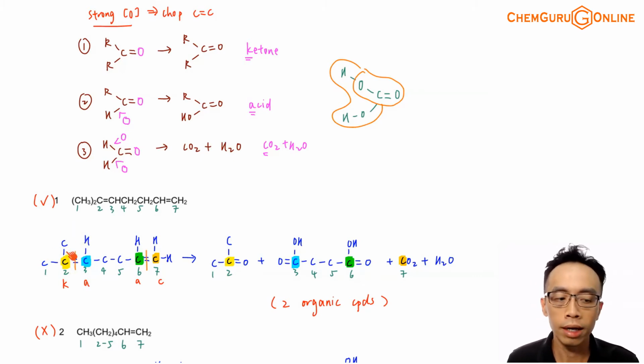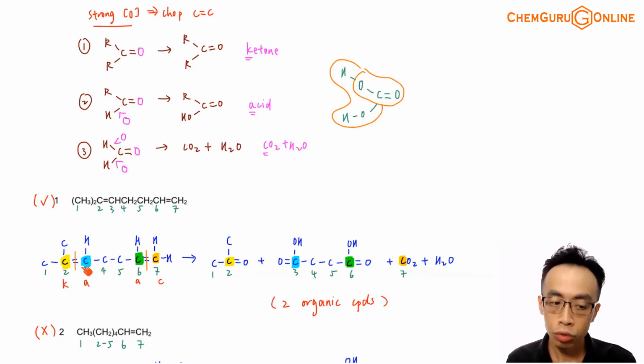Usually what I like to do is put a letter that represents the functional group that this carbon will be converted to. I put a K for ketone. Later I can convert this to your product accordingly. Then carbon number 3, which is my blue carbon, is attached to an R group.